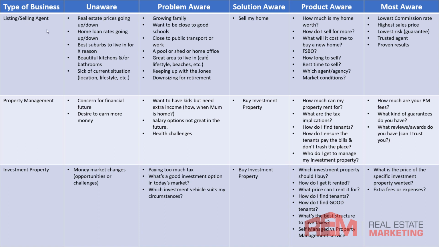So if we look at the listing and selling agent, at the unaware stage, they're not thinking necessarily about selling the home, but they just might have come across something that says real estate prices are going up or down. Sometimes that triggers an impetus to sell. Maybe home loan rates going up or down. Maybe they read an article about the best suburbs to live in for whatever reason. They might be thinking of having a sea change, so where's the best seaside town to live in or something like that. Maybe they're reading an article about beautiful kitchens and bathrooms, or perhaps they're just sick of their current location or their current situation. They don't like the location or the lifestyle or whatever.